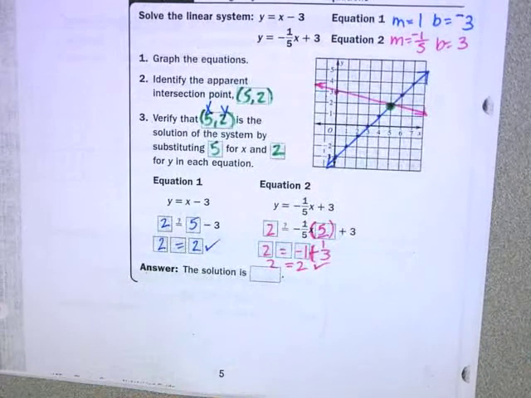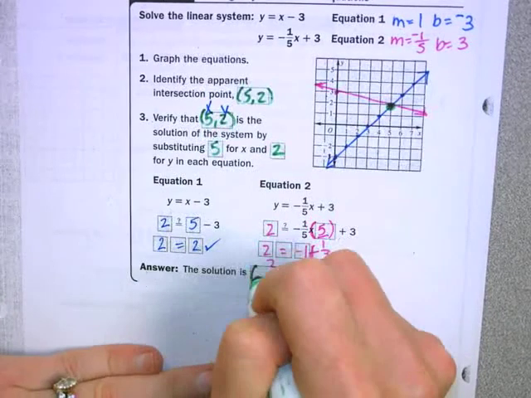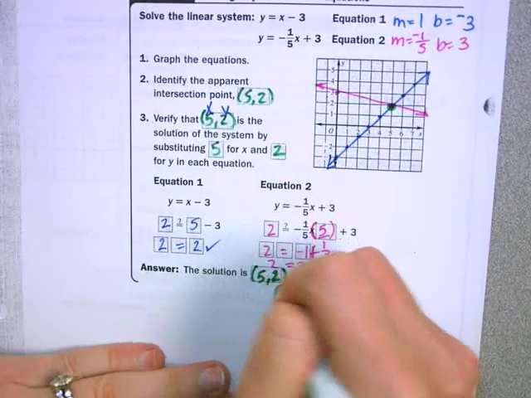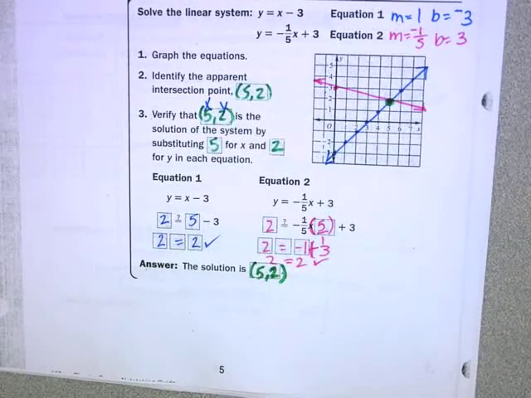You physically need to do the checks to make sure that it works. So you don't just go, oh, I'm sure it's good. Because if you made a graphing mistake, then you've got the wrong point. So the solution is 5, 2. So see how important that graphing that we did in the previous unit is, and a lot earlier this year.